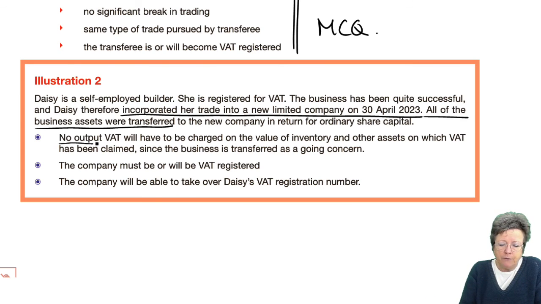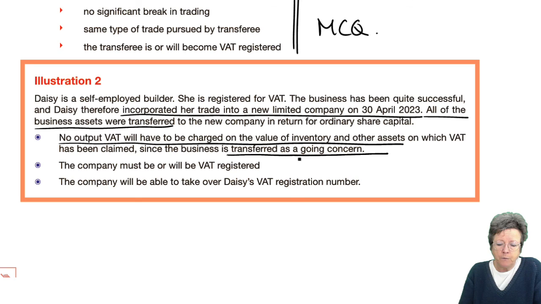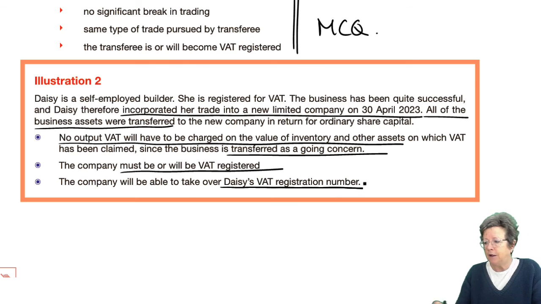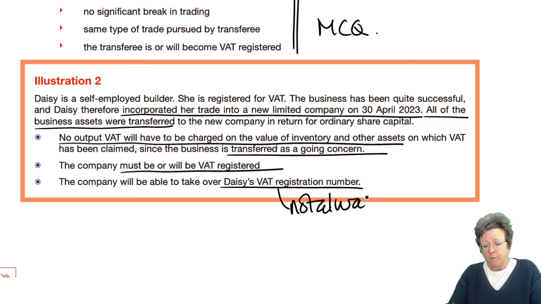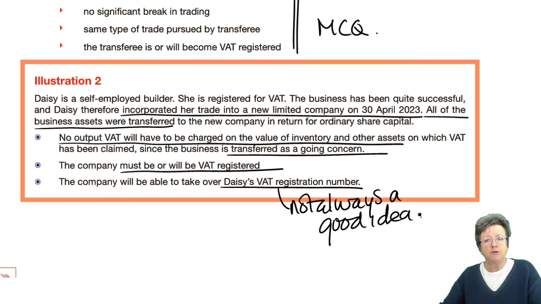So no output VAT will be charged on the value of the inventory and other assets. It's a going concern. The company must or will be registered for VAT, and they can take over the VAT registration number. Now that is not always a good idea. Sometimes if they've got a bad VAT history, then it's best to deregister and then re-register.